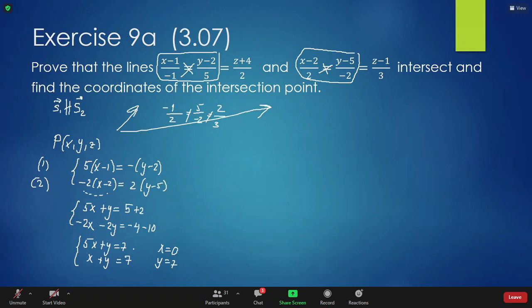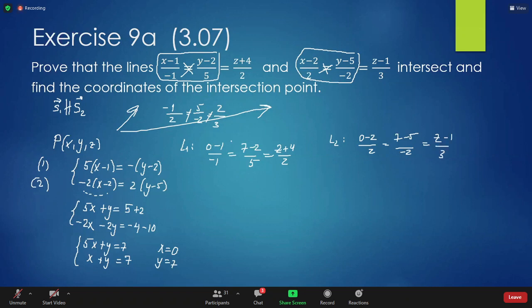For the first line we would get (0 minus 1) over minus 1 equals (7 minus 2) over 5 equals (z plus 4) over 2. We don't know what z is. And for the second line, trying in these values, (0 minus 2) over 2 equals (7 minus 5) over minus 2 equals (z minus 1) over 3. So we see that here we have the ratio, it's 1. This ratio, 5 over 5, is 1, equals (z plus 4) over 2.